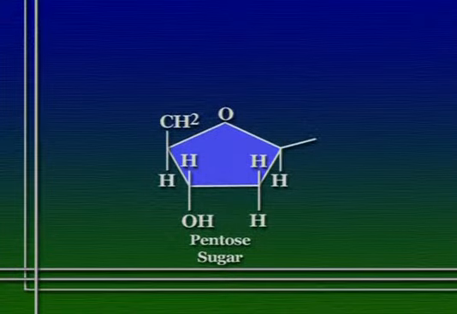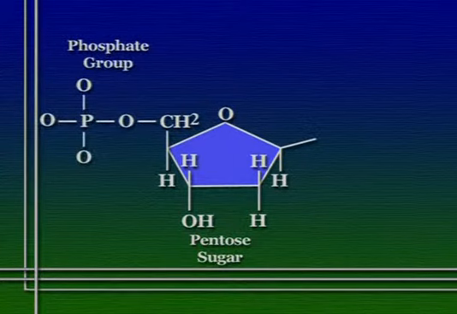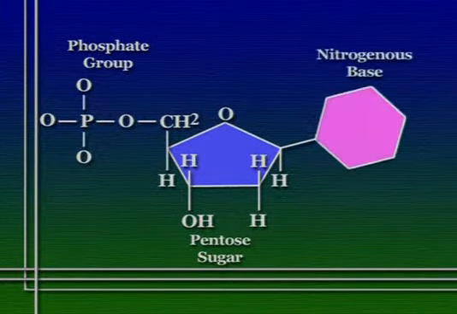Each nucleotide building block has a sugar. This is called a pentose sugar. It actually forms a ring. Bonded to one part of this pentose sugar is something that we're going to call a phosphate group. This phosphate group is just a phosphorus atom with a bunch of oxygens around it. Bonded to another part of the pentose sugar is what we're going to call a nitrogenous base. It's the nitrogenous base that differs from nucleotide to nucleotide, because there are 4 different kinds of nitrogenous base.